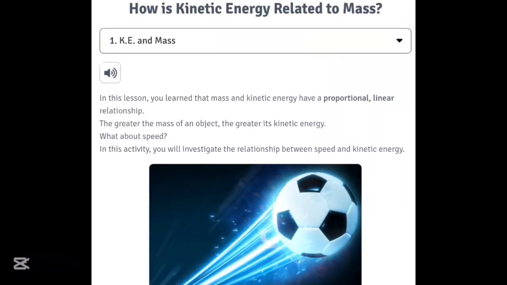In this lesson, you learned that mass and kinetic energy have a proportional linear relationship. The greater the mass of an object, the greater its kinetic energy. What about speed? In this activity, you will investigate the relationship between speed and kinetic energy.